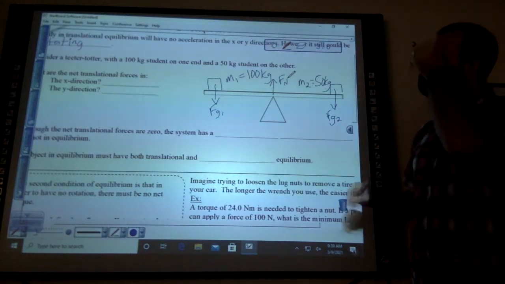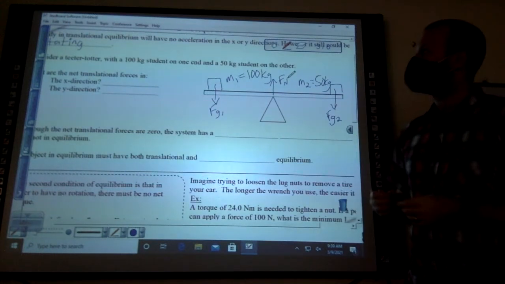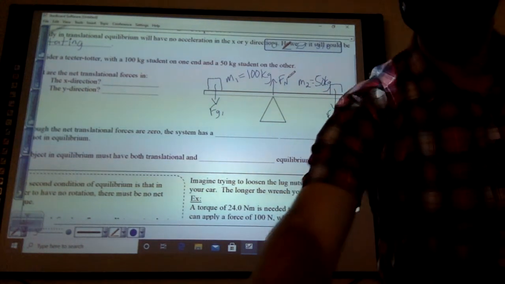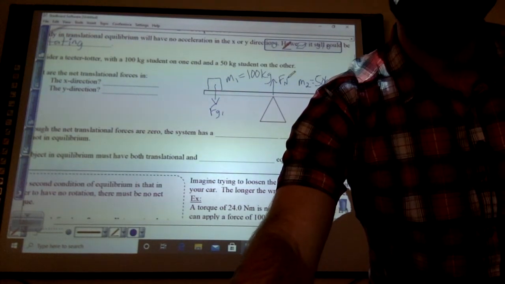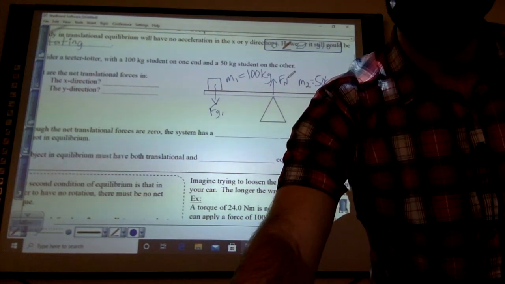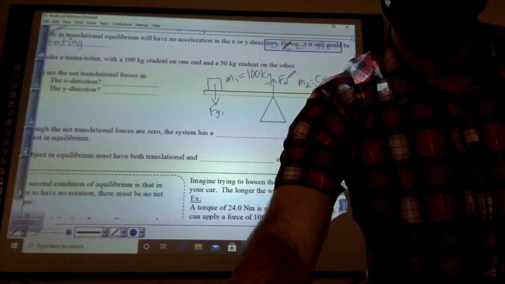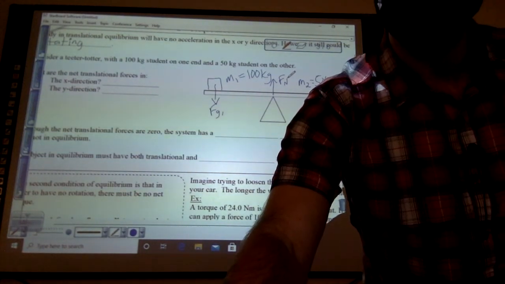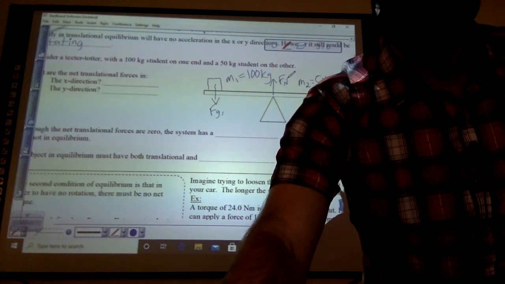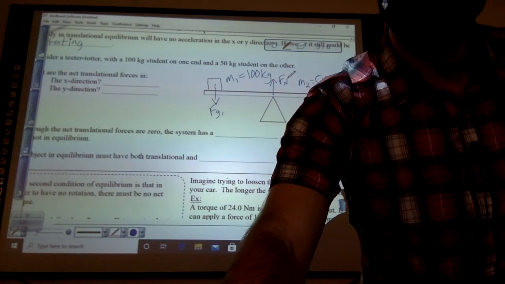So we need to look at what are the net translational forces in this. I need to quickly open up my set of notes here because I forget what I put in these blanks. And I don't want to teach you this wrong. Because that would not be great.